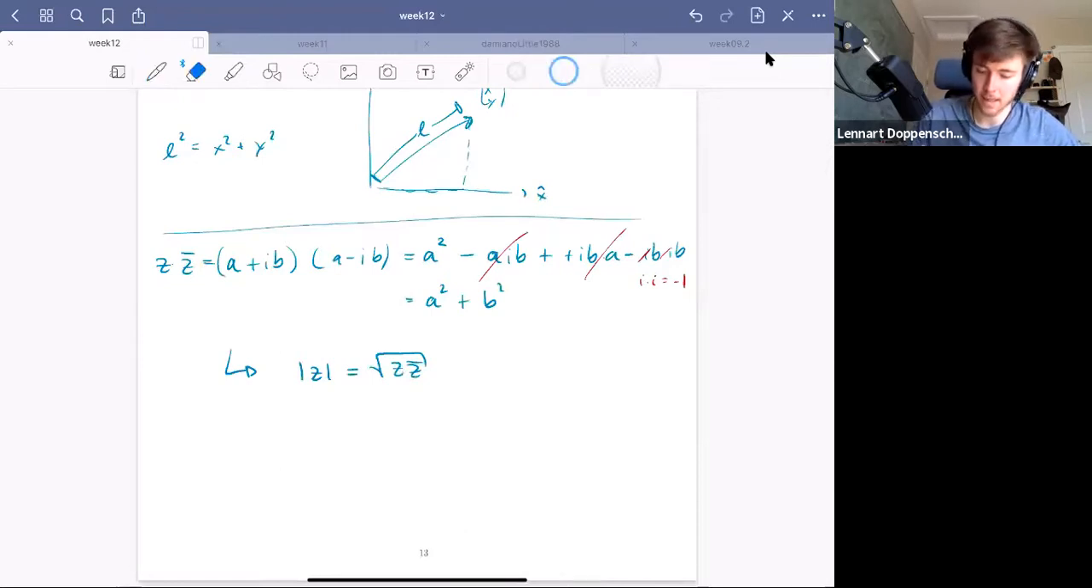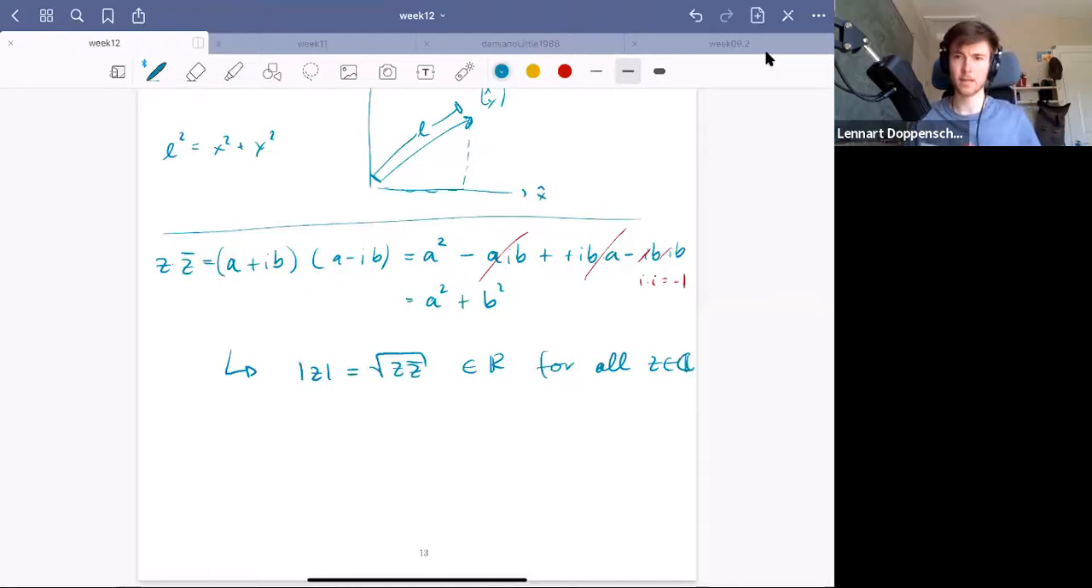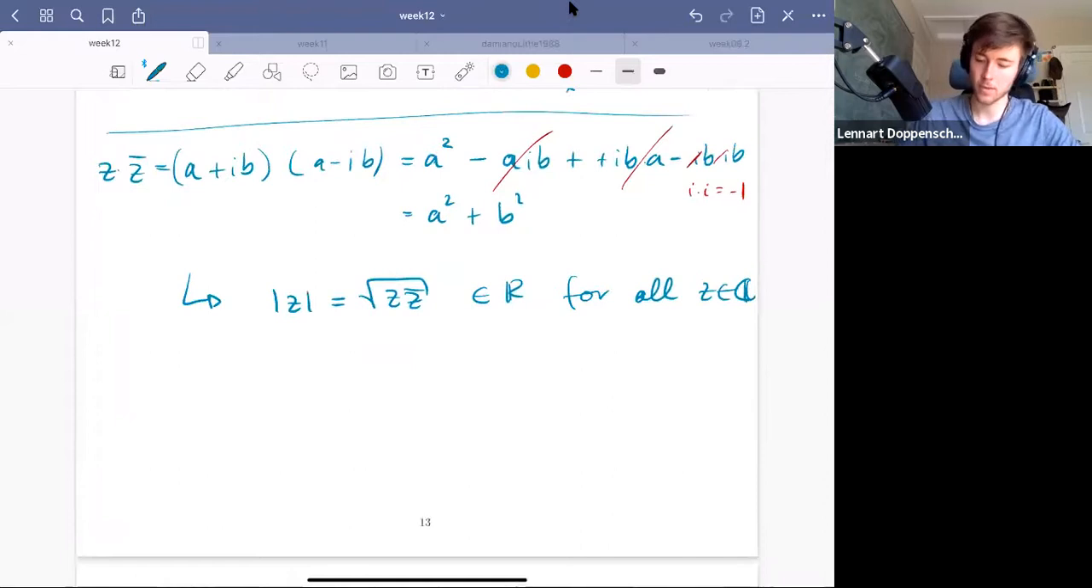And the nice thing is this is a real number for all z complex numbers. Okay, so now why does it help to multiply with a complex conjugate?